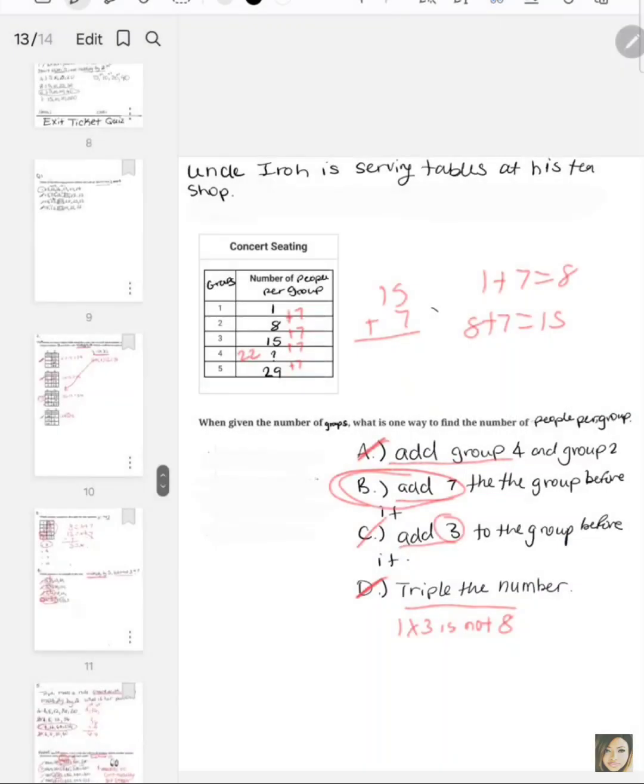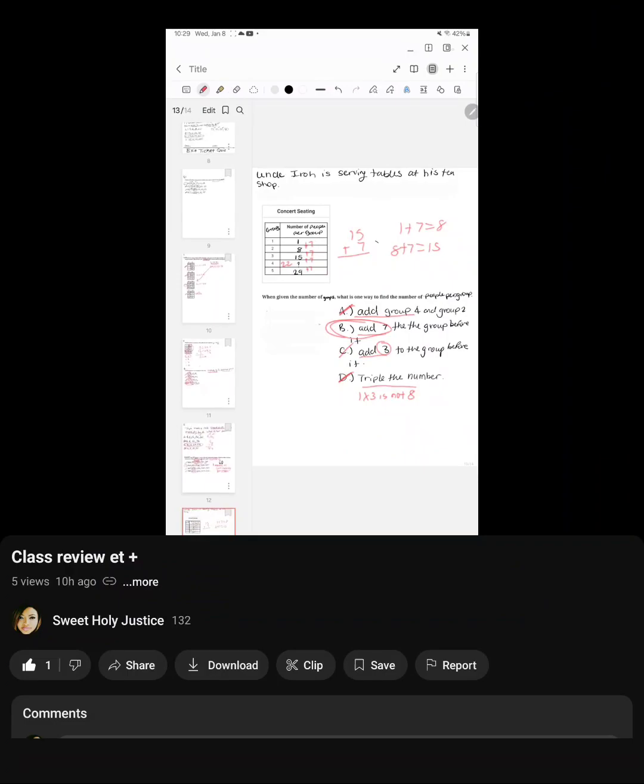No. I see that 1 plus 7 is 8, and 8 plus 7 is 15. So that means I know whatever it is, I would have to add 7 to 15, and I can get my answer, which would actually be 22. And then 22 plus 7 is 29. So, again, we already know we are adding 7, and I believe that is it.